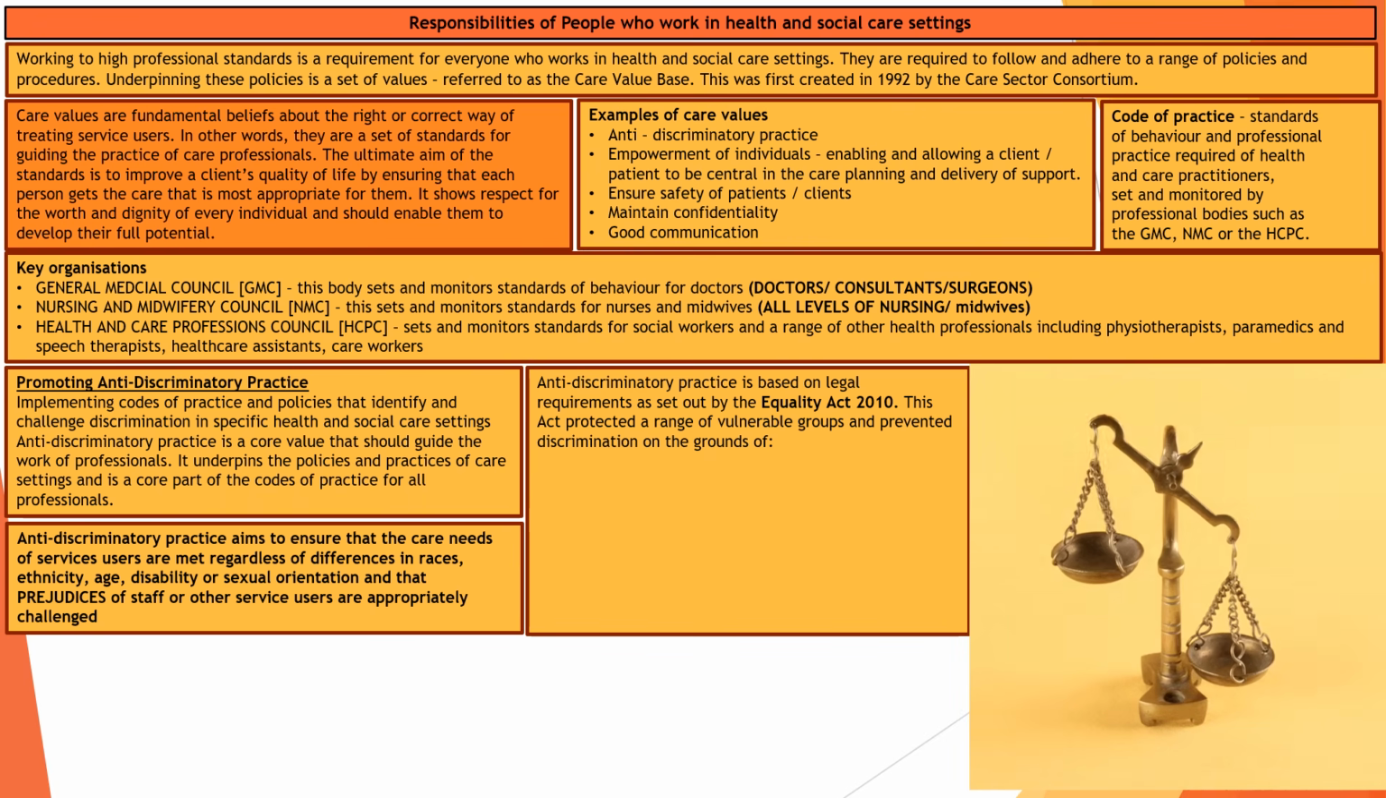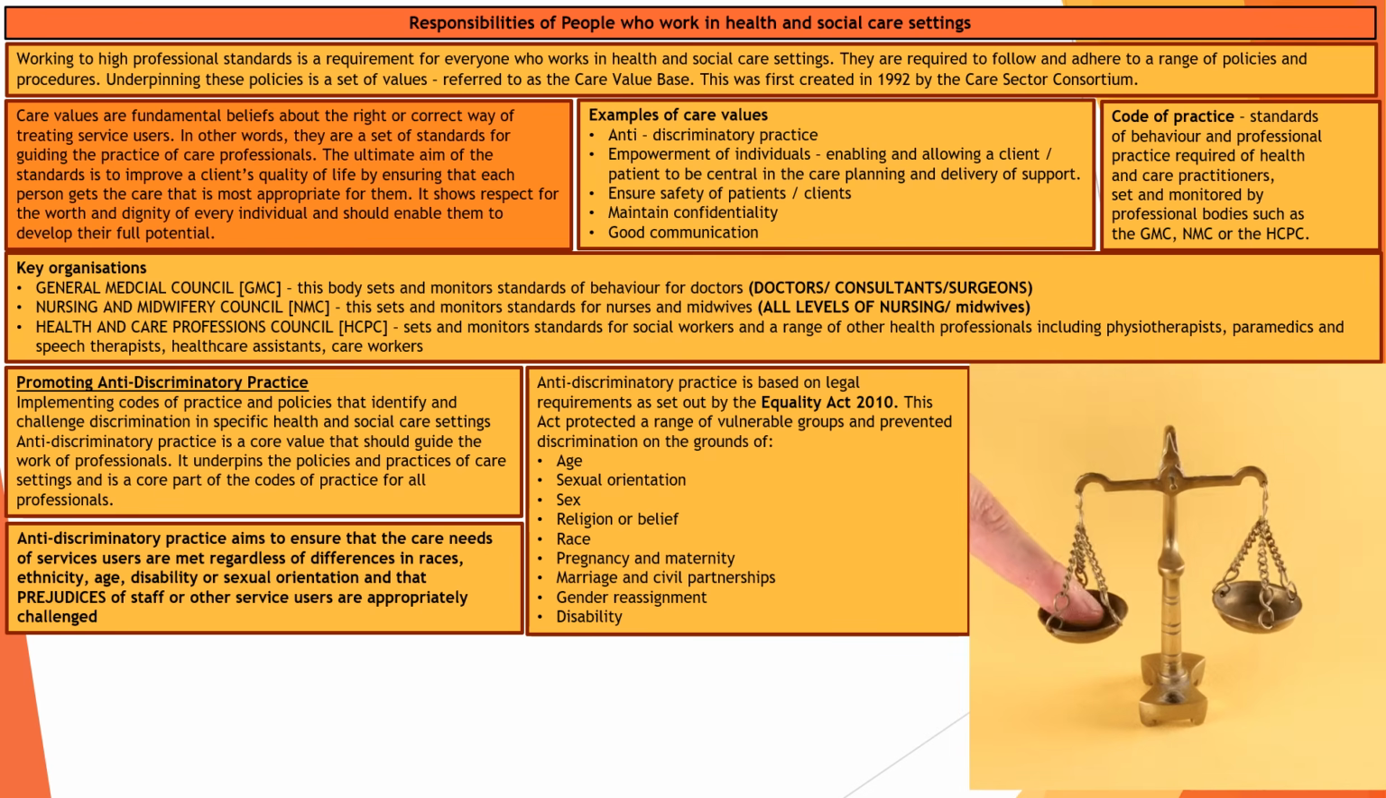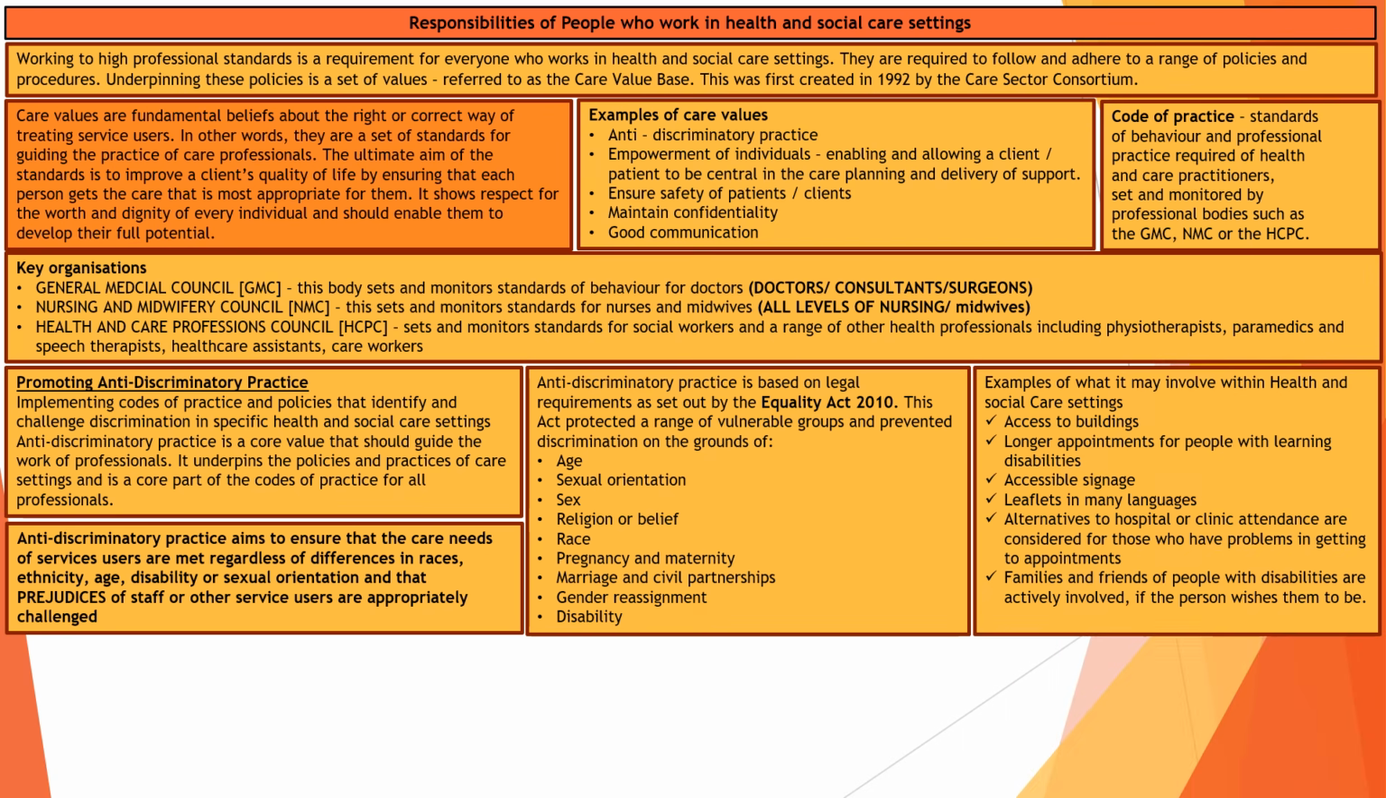This has a connection to the Equality Act of 2010, and this is where a lot of anti-discriminatory practice is linked and based. Essentially, the Equality Act sets the standards, the identification of groups who need to be protected, and they are age, sexual orientation, sex, religion or belief, race, pregnancy and maternity, marriage and civil partnership, gender reassignment, and disability. So these are the protected groups.